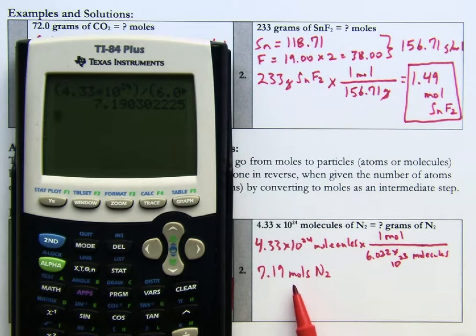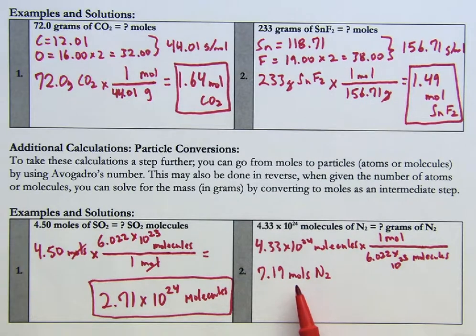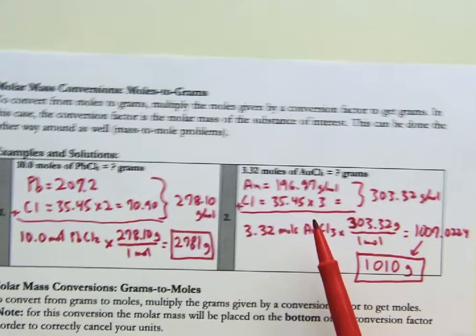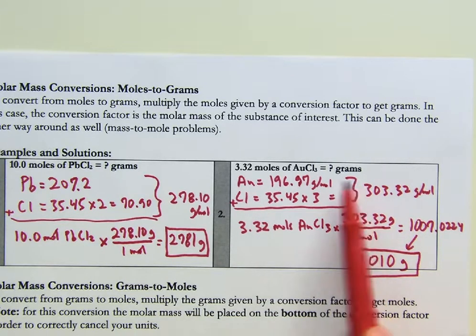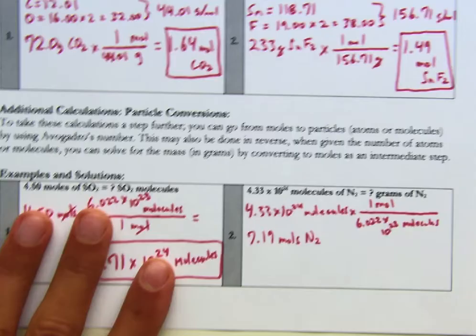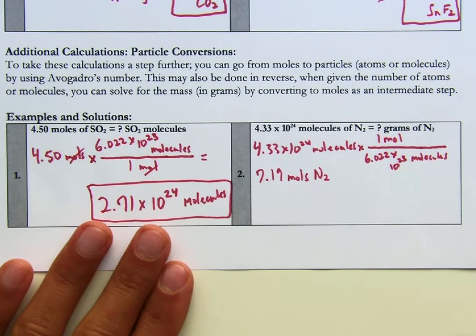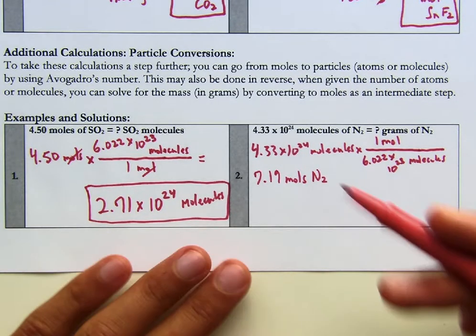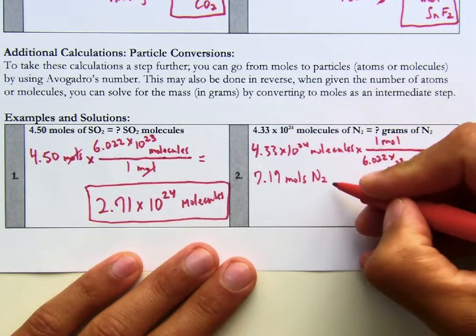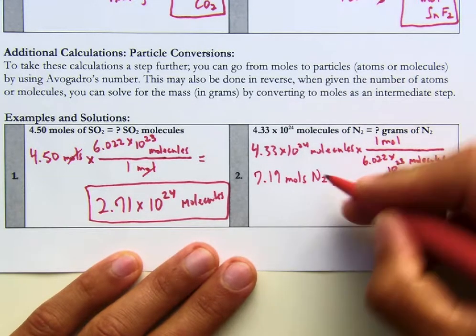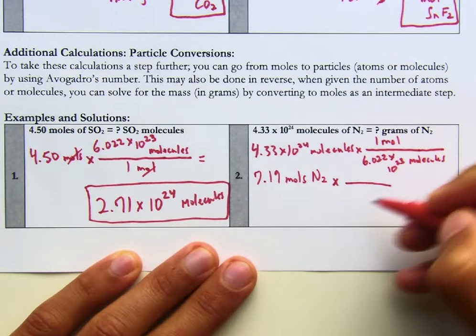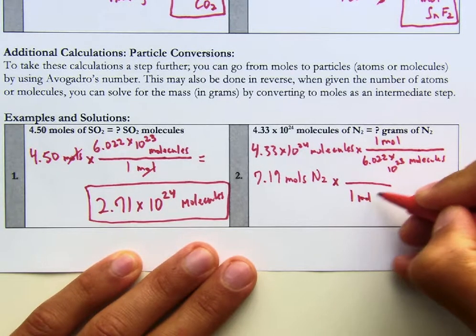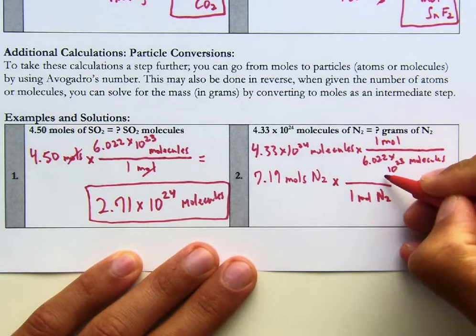Now that we have moles of N2, we're right back to where we were at the top of the page, where you were given moles of something and you had to find out how many grams. And that's where we are now. We converted from molecules to moles, and now we have to convert from moles to grams. So how many grams does a mole of N2 weigh?